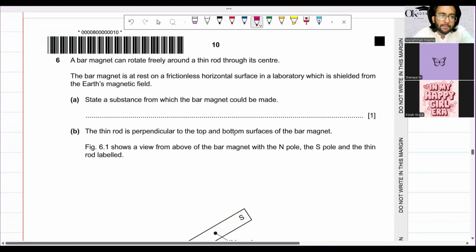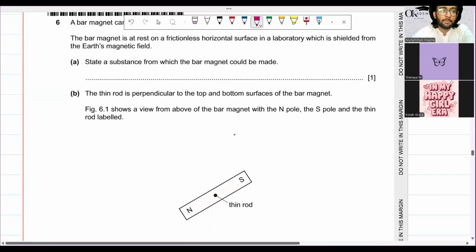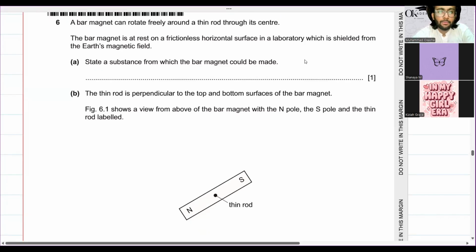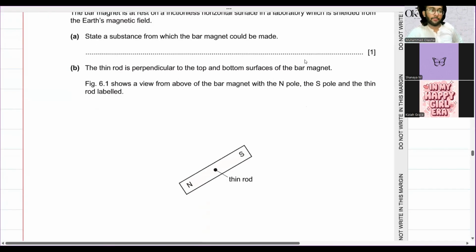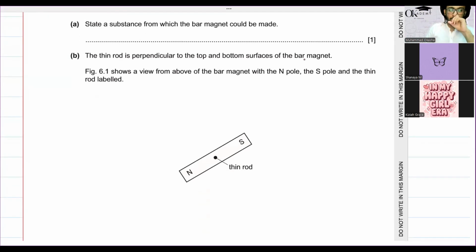There we go. Next, the next question says a bar magnet can rotate freely around a thin rod in its center. So if we have a thin rod in its center, this is actually a pivot.